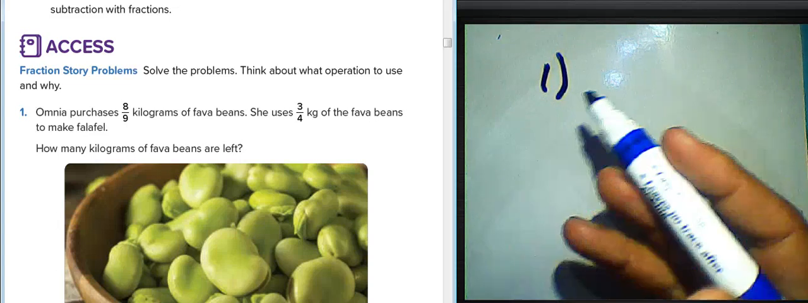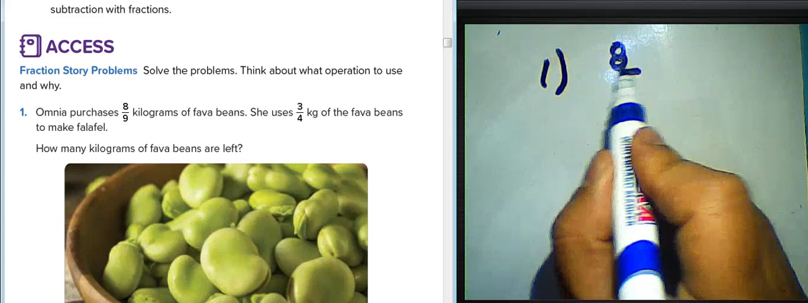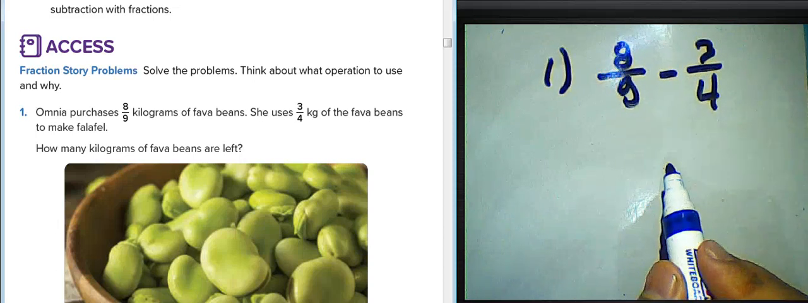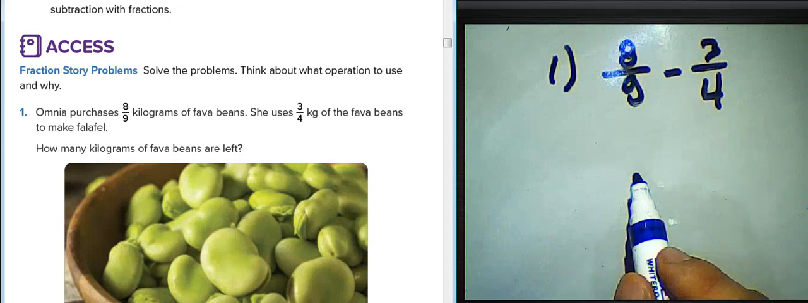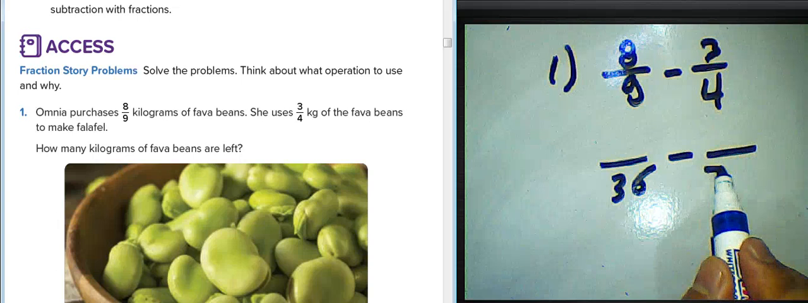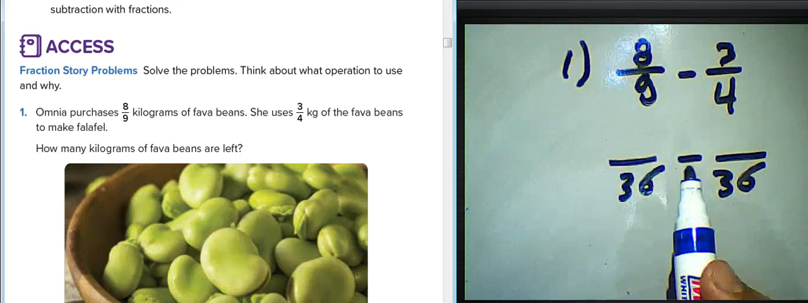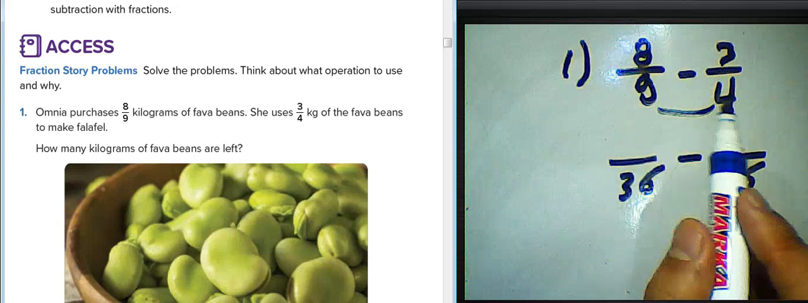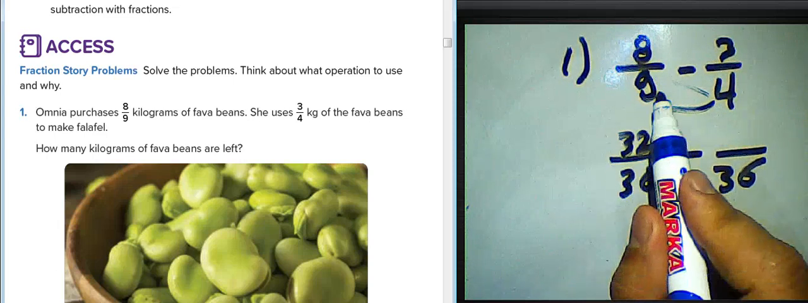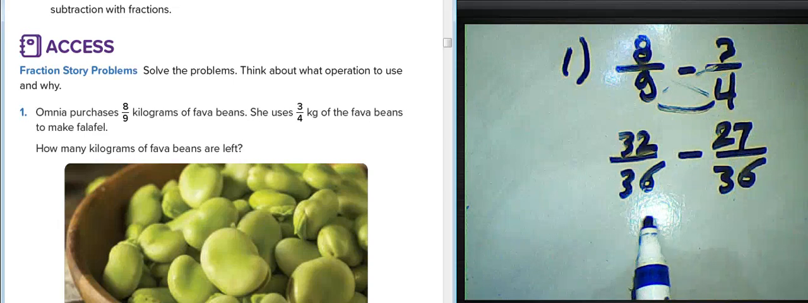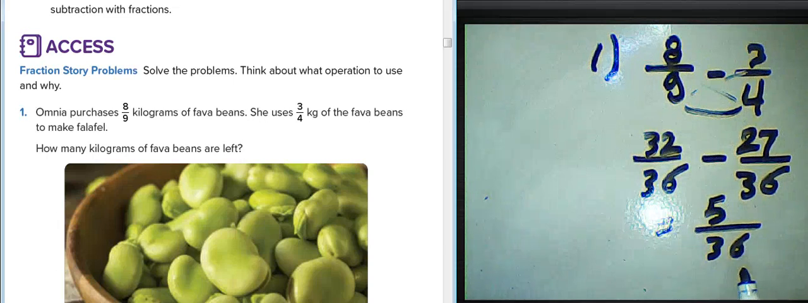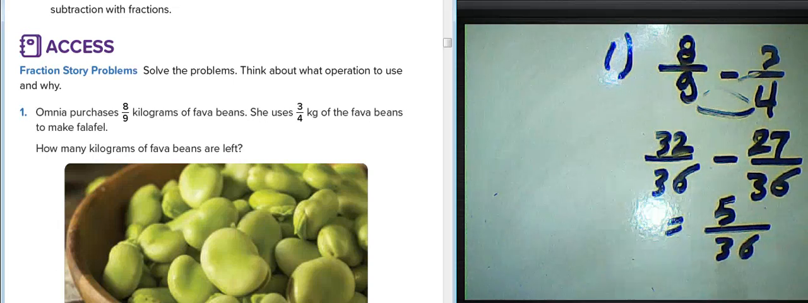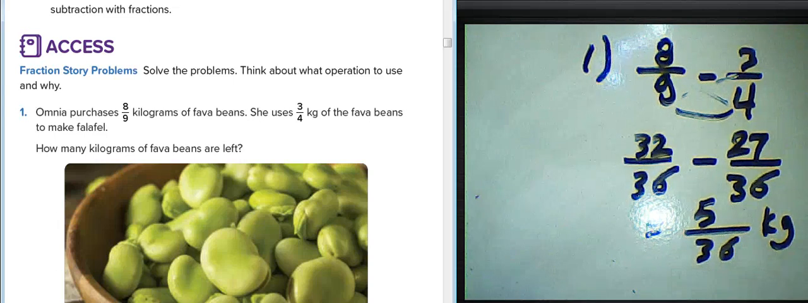Okay, about the steps, we will find the difference between 8 over 9 subtract 3 over 4. We can use the least common multiple of the two denominators here, 9 and 4, which is 36. You can use its properties: the product of extremes equals the product of means. 4 times 8 equals 32, and 3 times 9 equals 27. And then write 36 in the denominator. 32 minus 27 equals 5. The result will be 5 over 36. Okay, it will be 5 over 36 kilogram.